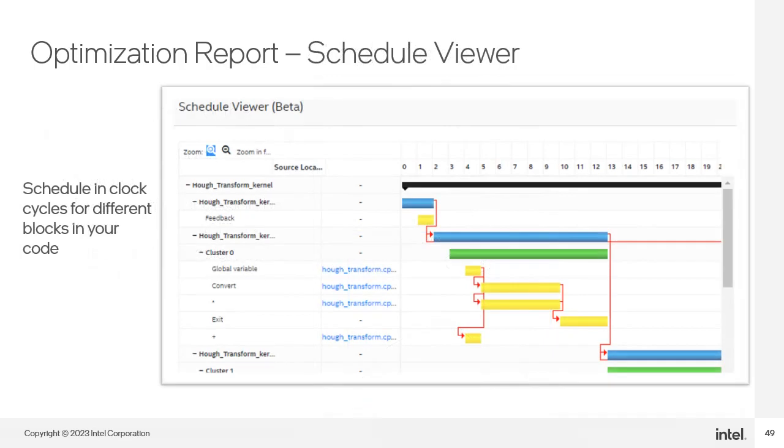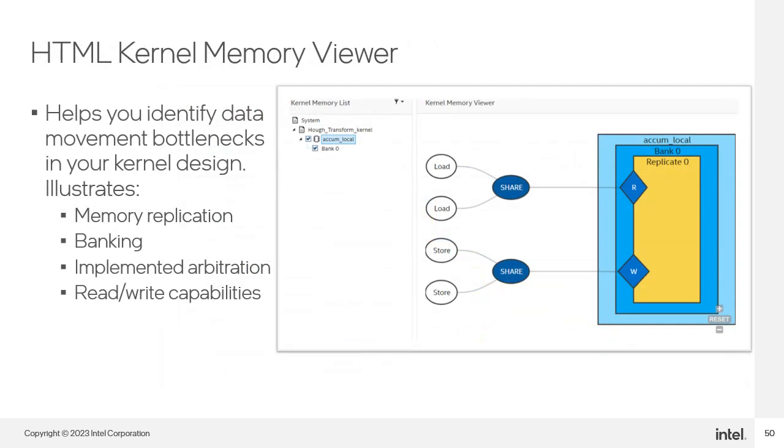The schedule viewer is another section in the optimization report. It shows how data travels in the pipeline at every clock cycle, the schedule in clock cycles for different blocks in your code. You can start to get a very fine-grained picture of that pipeline's performance and where the bottlenecks are in the calculation. The next section we will look at is the kernel memory viewer.